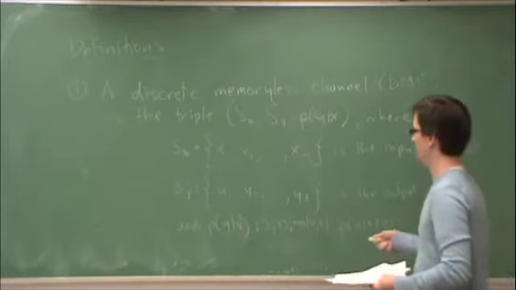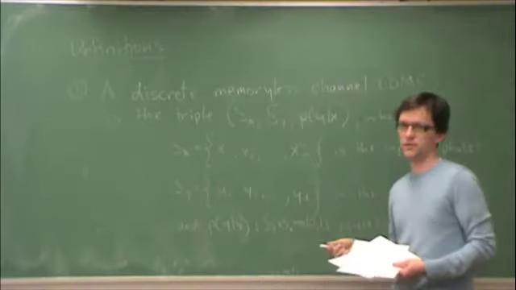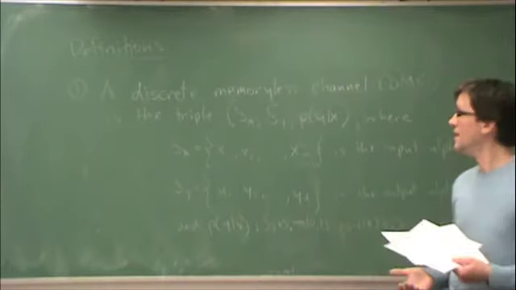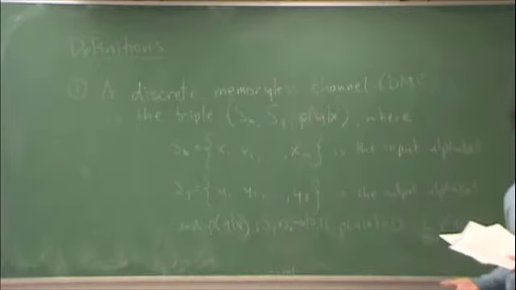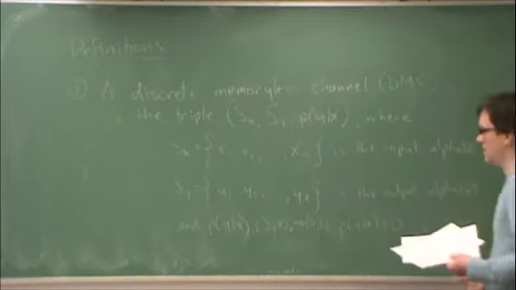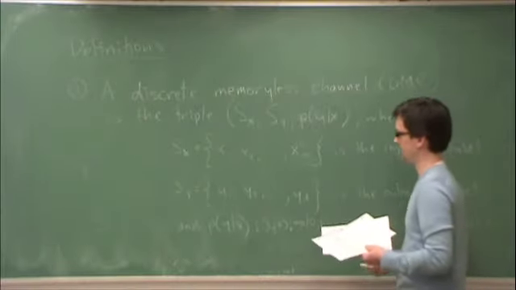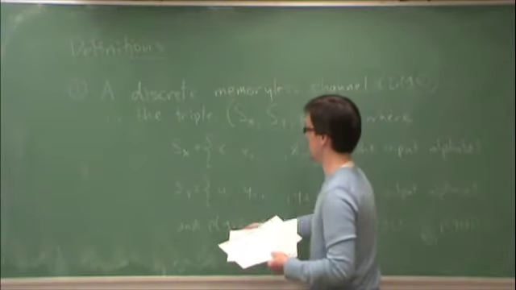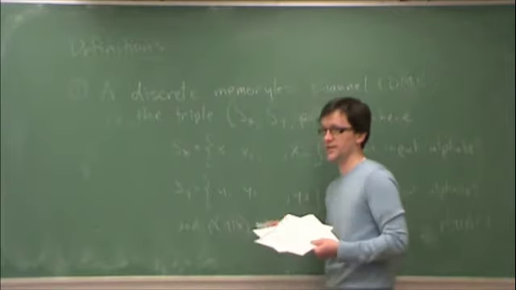Okay, M need not be the same as L. We've seen an example where M and L are not the same. What example was that? The erasure channel, that's right. So in the erasure channel, Sx was binary, 0, 1, and Sy consisted of 0, 1, and E.